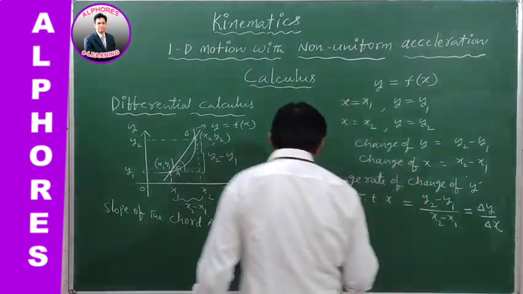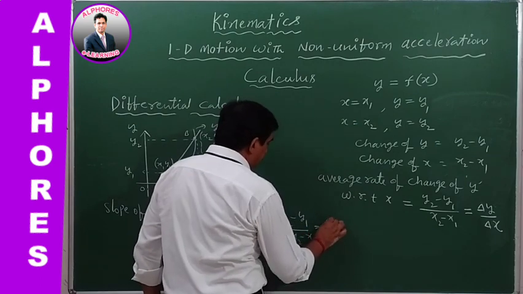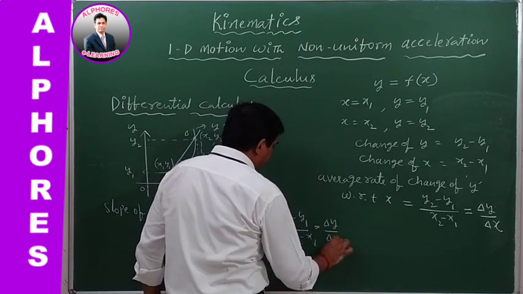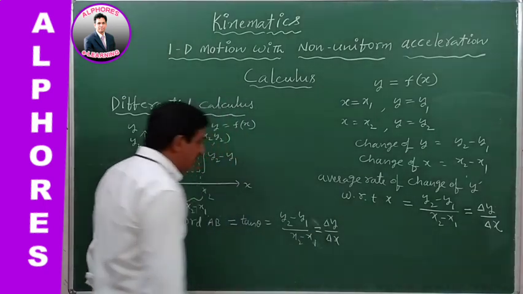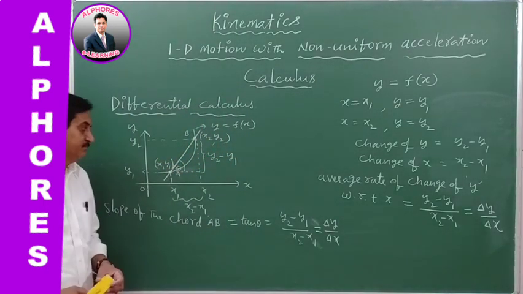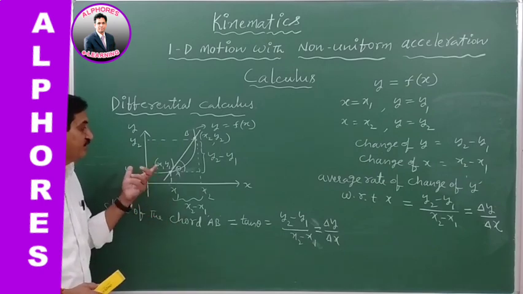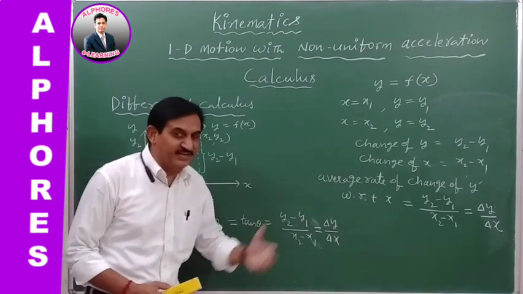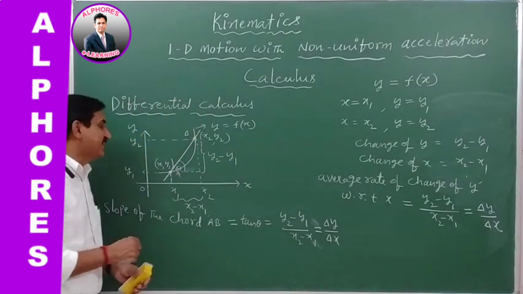Here it is simply delta y by delta x. So this is the slope of the chord. Slope of the chord is giving what? The average value. So what we understand over here in the graph.